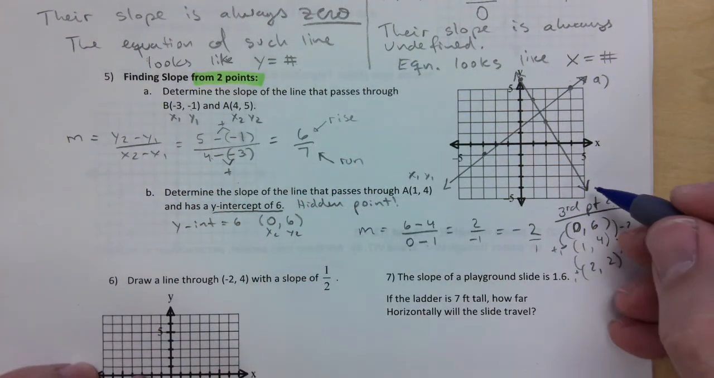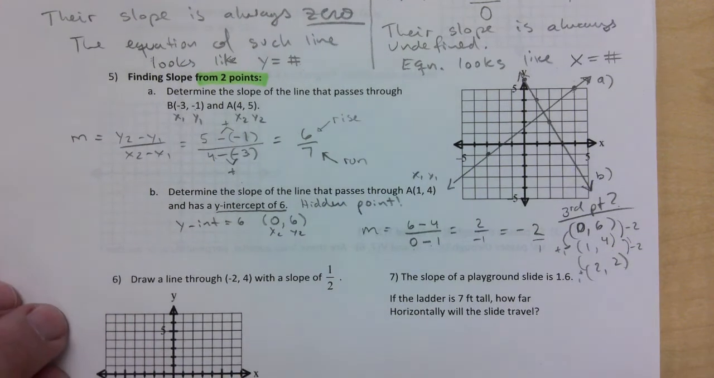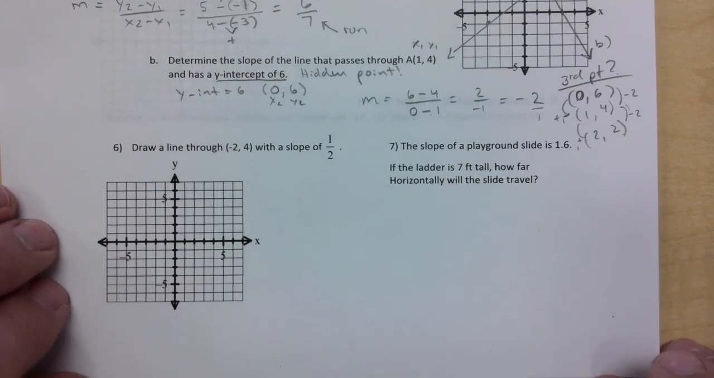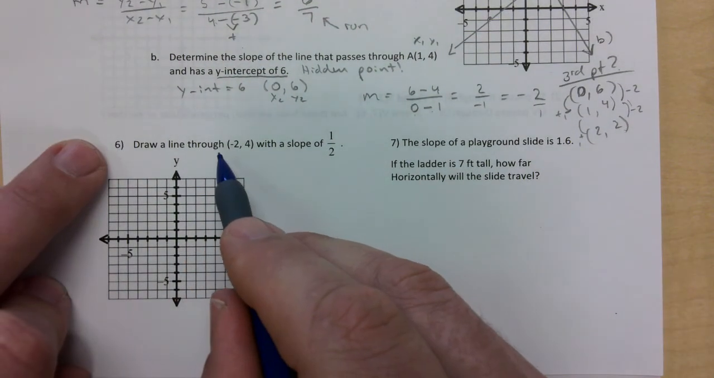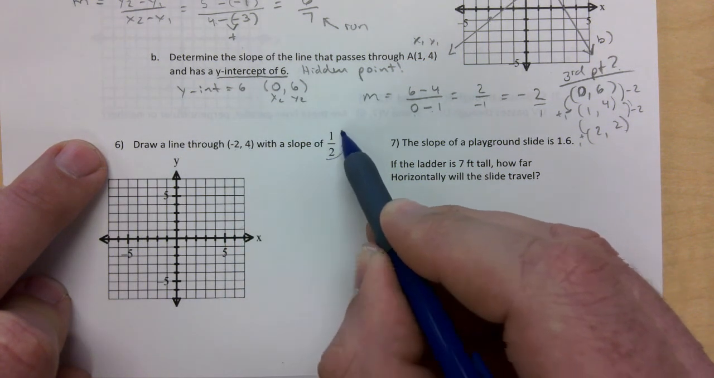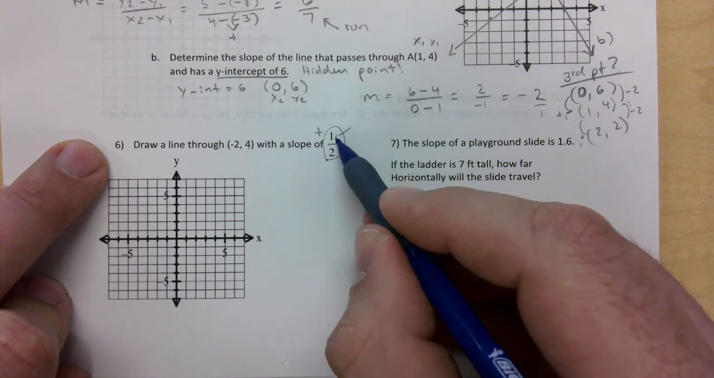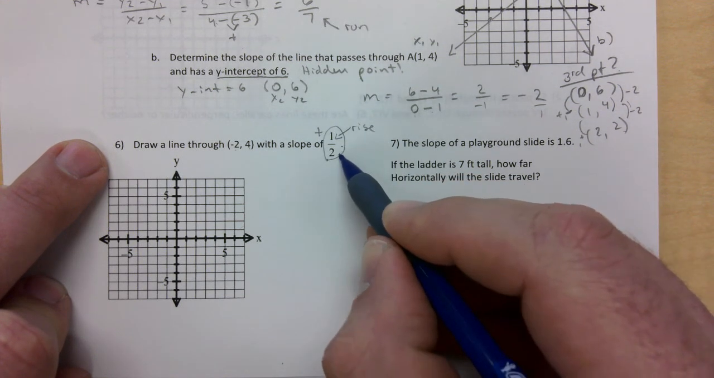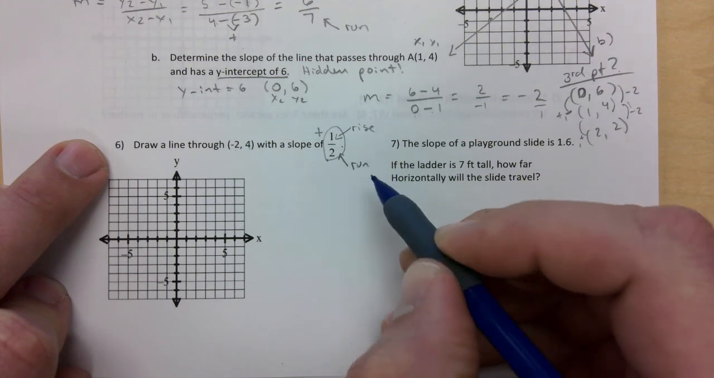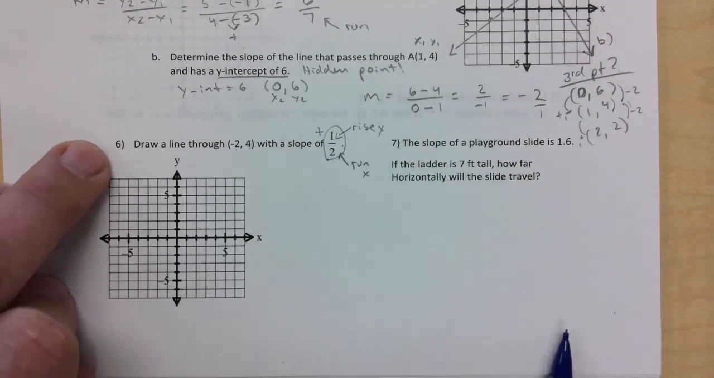Okay, so this is line B, right? Draw a line through -2, 4, and it has a slope of 1/2. And notice that it's positive. This is the rise. This is the run. This affects your x values. This affects your y values.